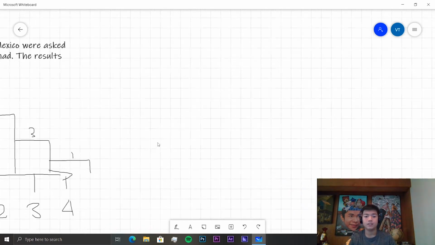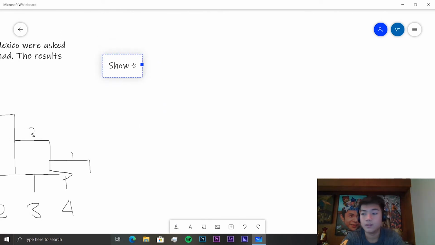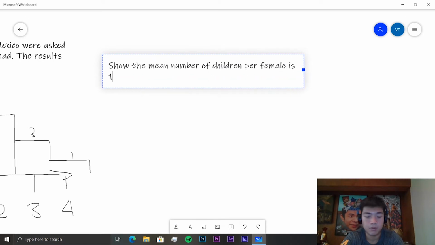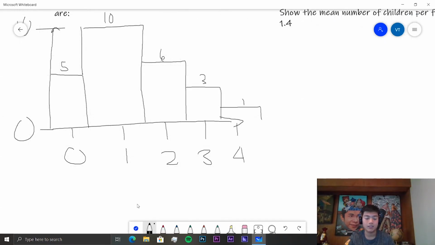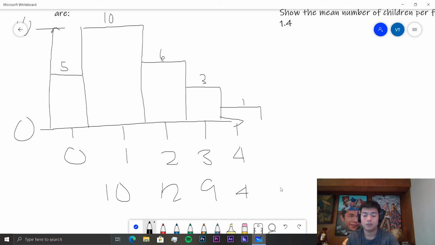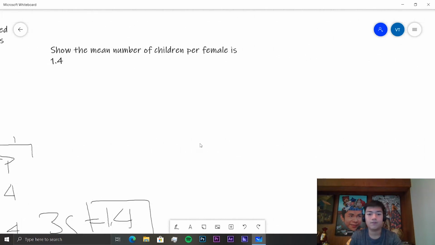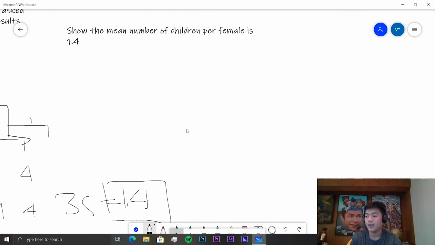First we need to show the mean number of children per female is 1.4. Let's check that. We have 5 times 0 is 0, 10 times 1 is 10, 6 times 2 is 12, 3 times 3 is 9, 1 times 4 is 4. 10 plus 12 plus 9 plus 4 is equal to 35. 35 divided by 25 is equal to 1.4. So that's the mean.